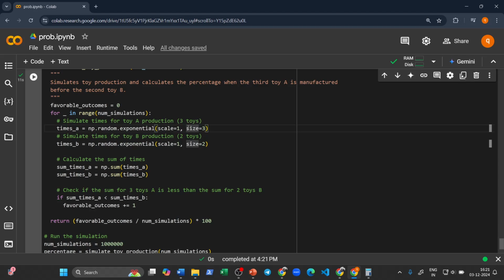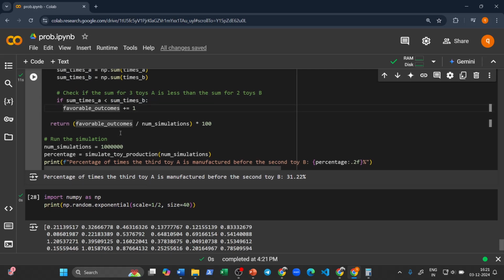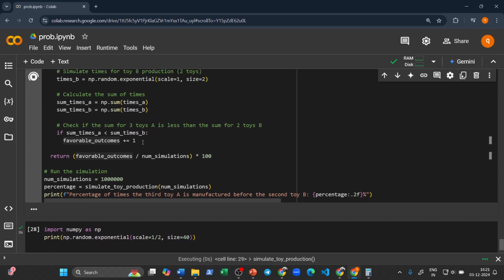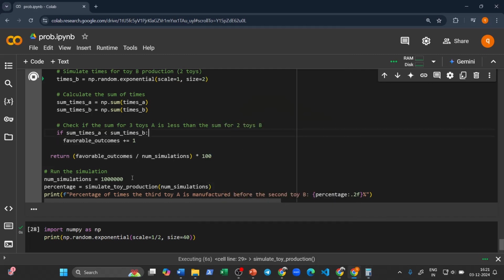3 toys with the exponential function as given to us, and 2 toys here, and we add up all the time. As long as the time of the first sum is less than the time of the second sum, we call it a favorable outcome, and we return the percentage. Let's run it 1,000,000 times, and we should get 5 by 16. So 5 by 16 is 31.25%.